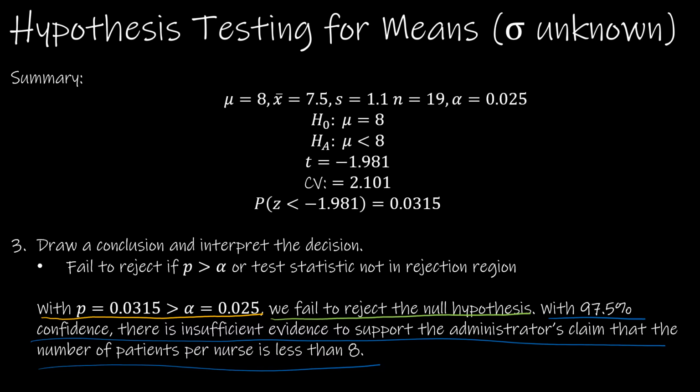With 97.5% confidence, or a 2.5% level of significance, there's insufficient evidence, and recall that we're always talking about the alternative hypothesis. So we're saying there's not enough evidence to say this is true, so there's insufficient evidence to support the administrator's claim that the number of patients per nurse is less than 8.